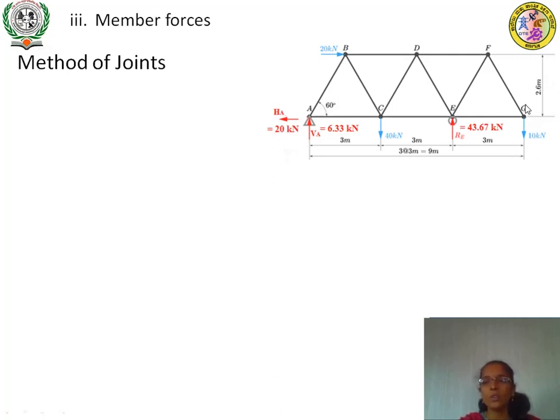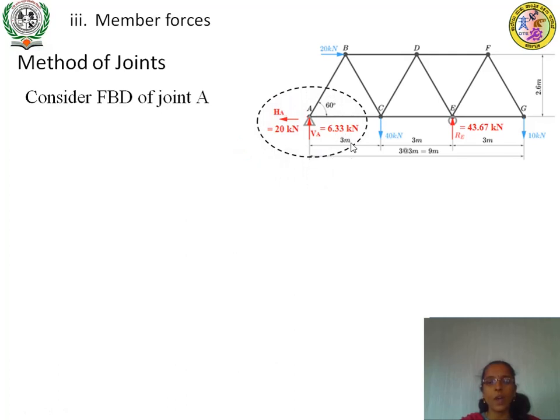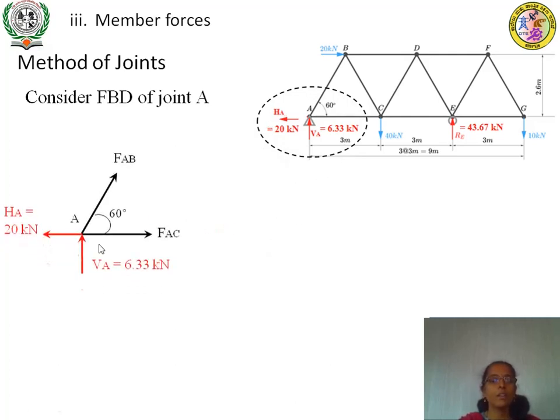Here 2 unknowns are there at joint G, as well as at A also 2 unknowns are there. We can select any of these 2. First we will move from left to right. So let us consider FBD of joint A. FBD means it is an isolated diagram which shows actions and reactions. To draw the FBD, let us draw a virtual cut around this joint A. Now we can write the free body diagram of joint A like this.